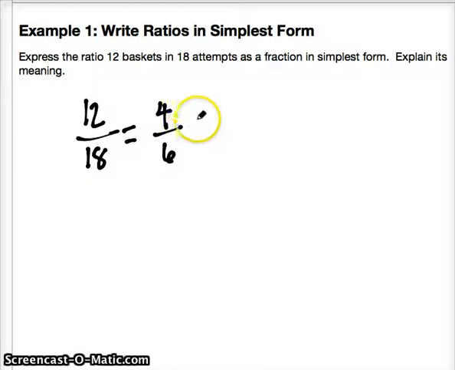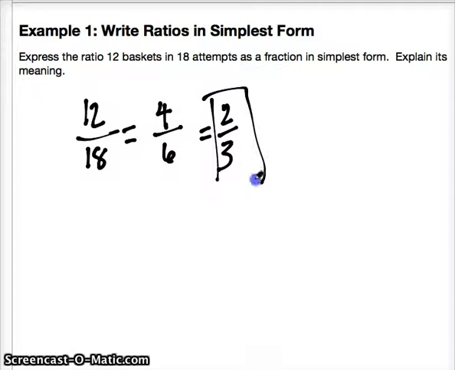And I guess I should have divided it by 6. Actually, that was the better number, so I'm going to divide this by 2, and I get 2 out of 3. So what does this mean? This is in simplest form, so this is the one we're looking for. Explain the meaning. It means for every 3 attempts, 2 shots are made. Let's look at another example.